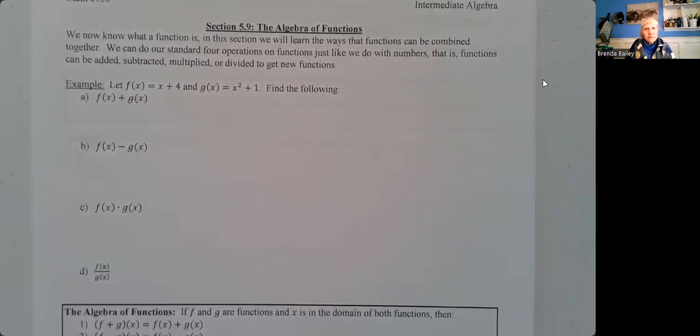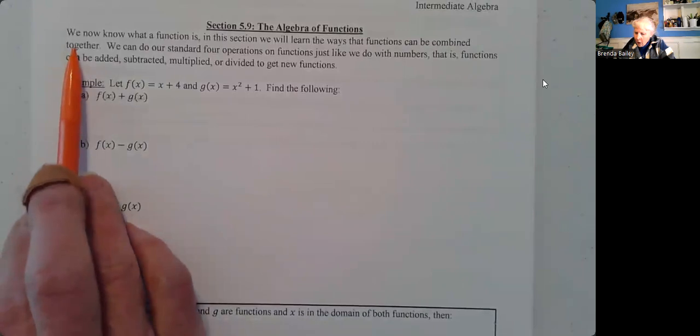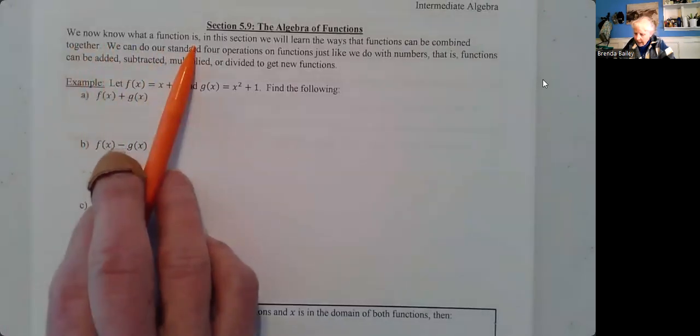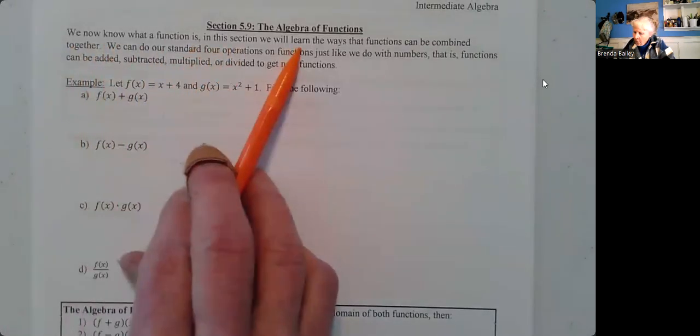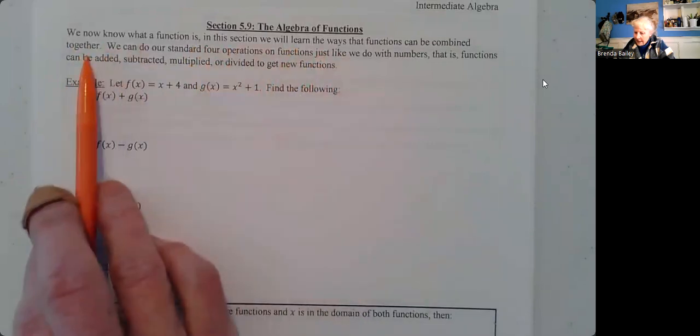So you're going to see some similarities. It's just the initial look is a little different. So we'll try to get you through that initial look so that you know what to do, depending upon how they may present the problem. All righty, so let's look here. We now know what a function is. Okay, in this section, we will learn the ways that functions can be combined together.